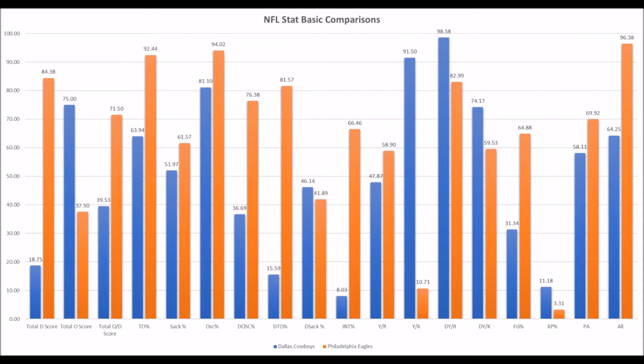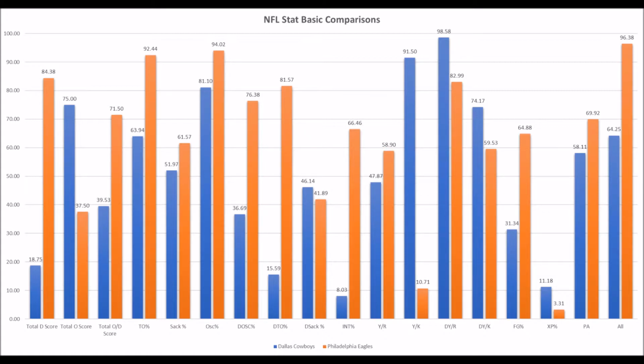And then, of course, when you get to the special teams data, the Eagles are favored in terms of punt return yardage. Cowboys are favored in terms of kick return yardage. Defensive punt return yardage favors the Cowboys. Defensive kick return yardage favors the Cowboys. Field goal percentage favors the Eagles. Extra point percentage favors the Cowboys. And punting average favors the Eagles.